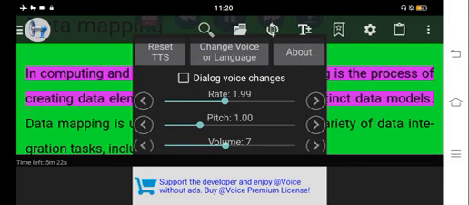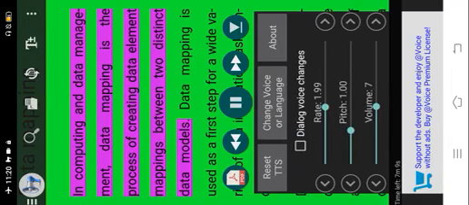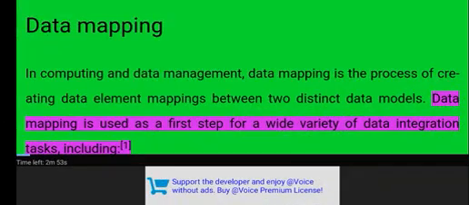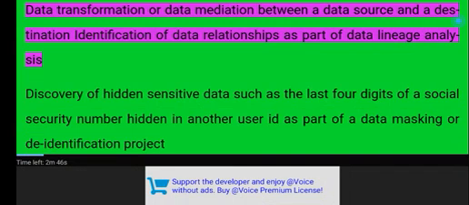Data mapping. In computing and data management, data mapping is the process of creating data element mappings between two distinct data models. Data mapping is used as a first step for a wide variety of data integration tasks, including: data transformation or data mediation between a data source and a destination, identification of data relationships as part of data lineage analysis.